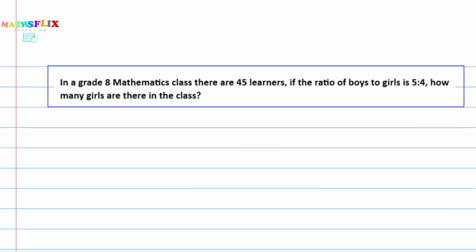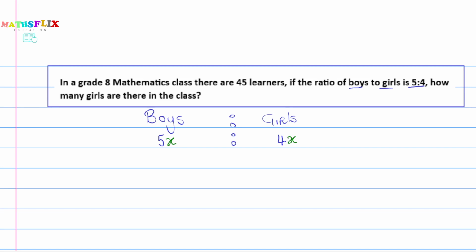In a grade 8 mathematics class, there are 45 learners. If the ratio of boys to girls is 4 to 5, how many girls are there in the class? Very interesting question. Well, they said boys to girls and they gave us a ratio here. Meaning, if I write boys here and I write girls here, the ratio would be 4 to 5. However, if you remember correctly, this is a ratio.